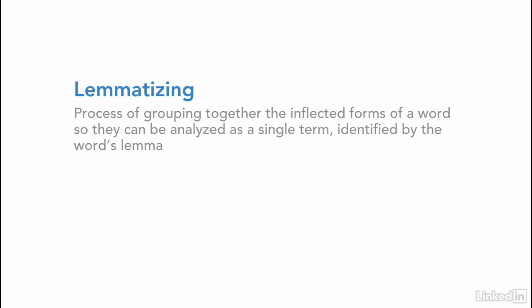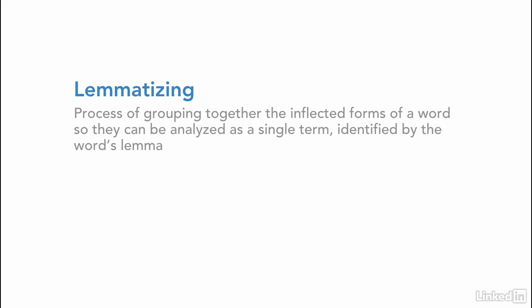So what is lemmatizing? The formal definition is that it's the process of grouping together the inflected forms of a word so they can be analyzed as a single term, identified by the word's lemma. The lemma is the canonical form of a set of words. For instance, type, typed, and typing would all be forms of the same lemma.